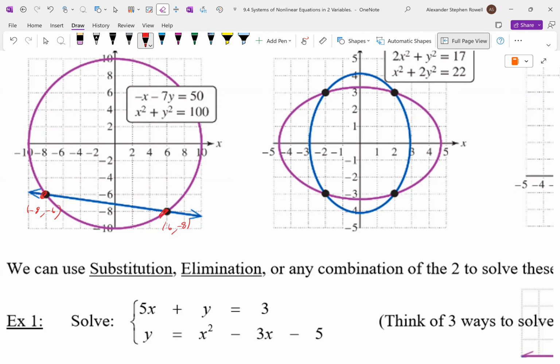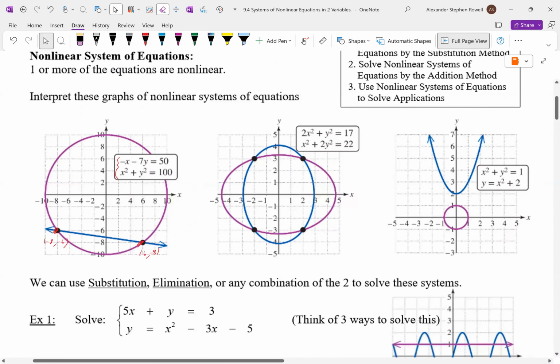What if I didn't give you the graph? How can we solve? If I just gave you these equations, we can use the two methods we learned before, substitution or elimination.